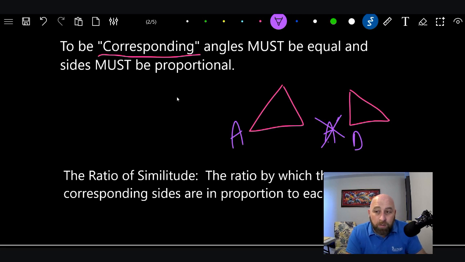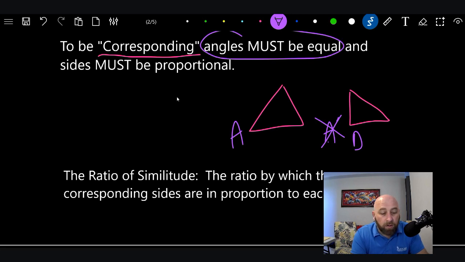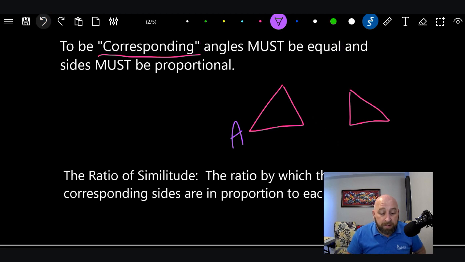It's not corresponding. Angles must be equal to be corresponding, or sides must be proportional. So we can't say that the side is prime to the other side if it's not proportional to it. So it has to be equal or proportional in order to be considered corresponding, and that's important to understand.